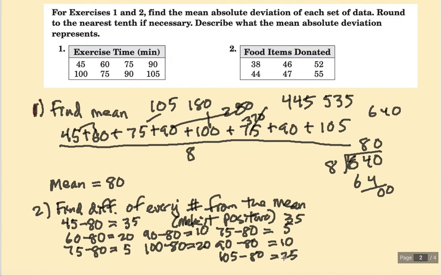And so now the last step before we find our number is we are going to take all of these numbers and take the average of what the deviation is from the mean. So we're going to take all these numbers.